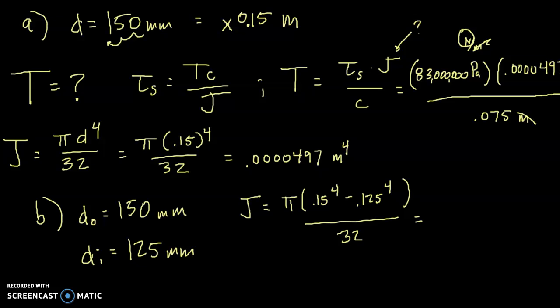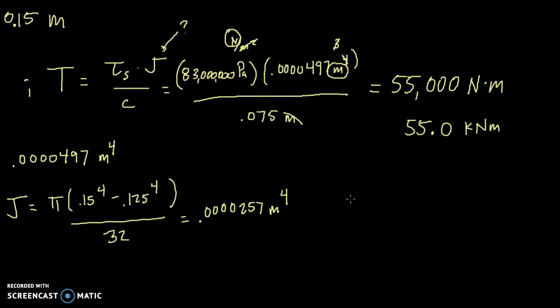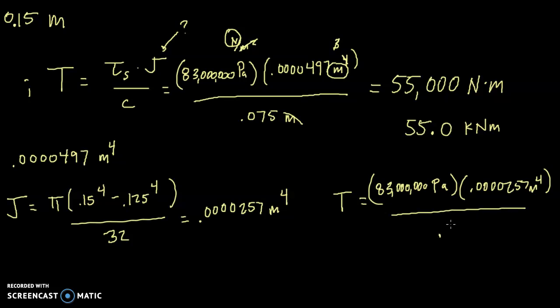That is going to equal 0.0000257, and that's meters to the fourth. So if I then plug that J value into my torque equation, torque becomes 83 million pascals times 0.0000257 meters to the fourth divided by 0.075 meters, and that gives me an answer of 28,400 Newton meters.